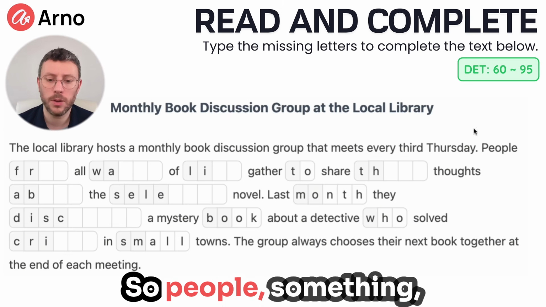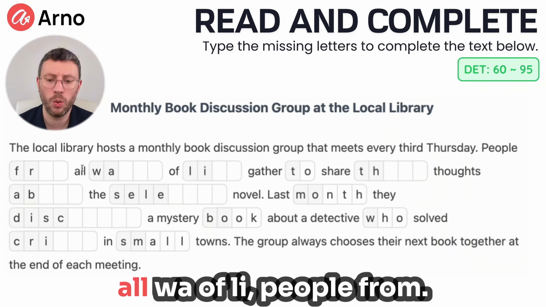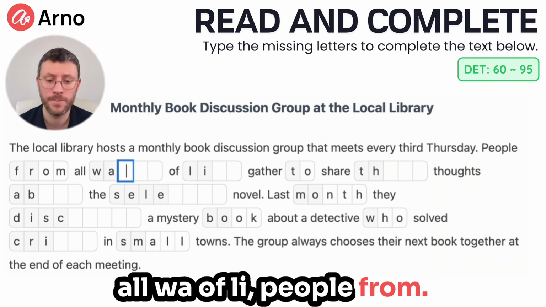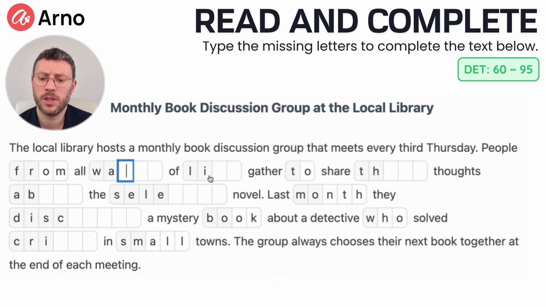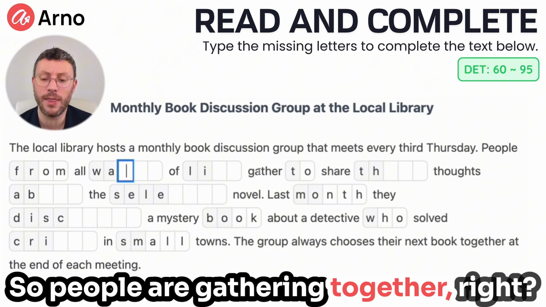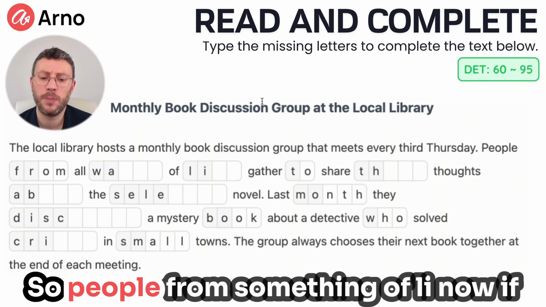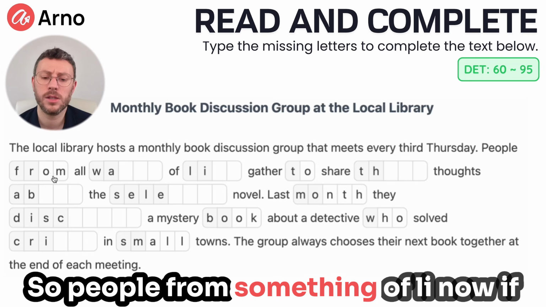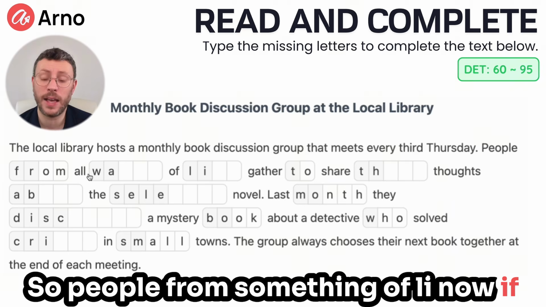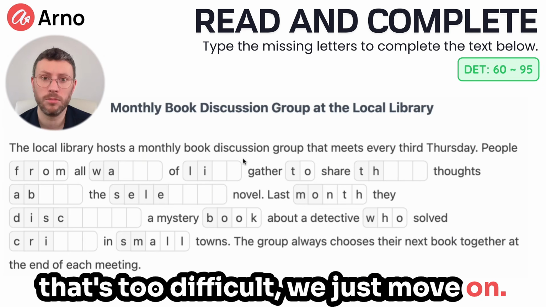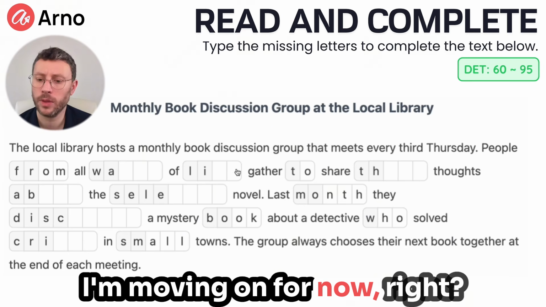So people, something, all what of li. People from. So people are gathering together, right? Gather, they're joining together. So people from something of le. Now, if that's too difficult, we just move on. I'm moving on for now.